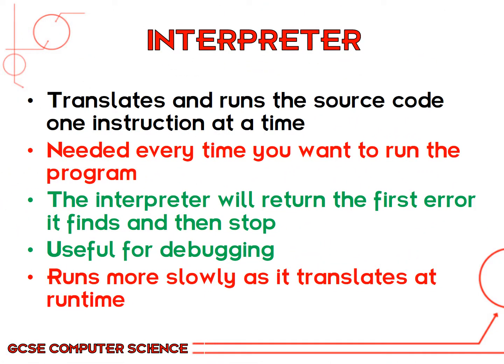An interpreter translates and runs the source code one instruction at a time. You need to run the interpreter every time you want to run the program. The interpreter will return the first error it finds and then stop running. This is really useful for finding errors or for debugging. The interpreter runs more slowly as it translates. Because it runs at runtime, it's doing it line by line.